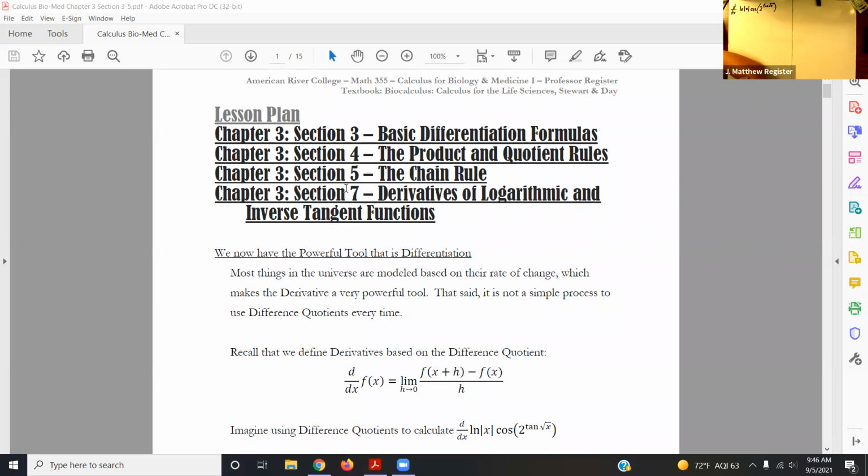3.3 through 3.7. Though looking through it, you can see that we're kind of skipping around. Really what we're going to be doing today is learning all of the differentiation formulas.